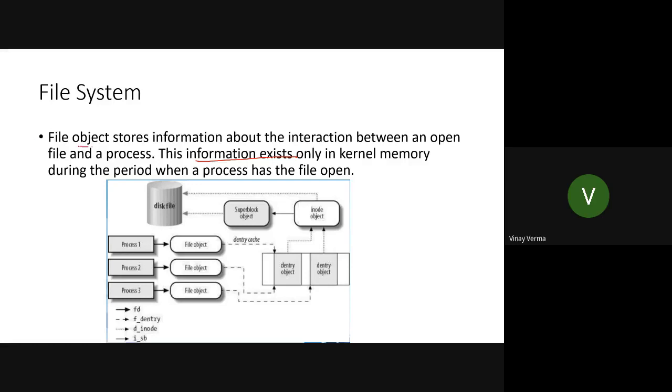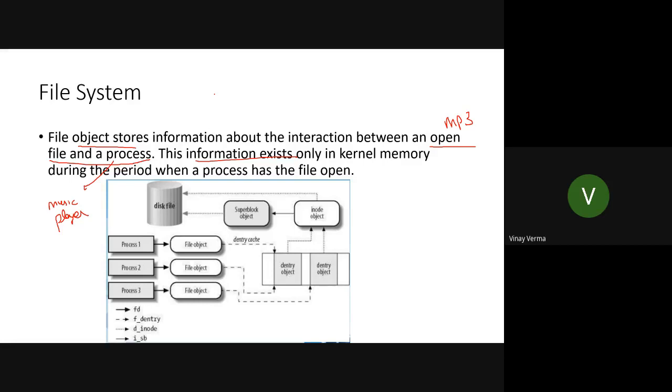So a file object stores the information about the interaction between the open file and the process. So what do we mean by open file and process? Open file means an mp3 file, and process means a music player. So that is the thing about the file system. So a file object is storing the interaction between the file and the process.